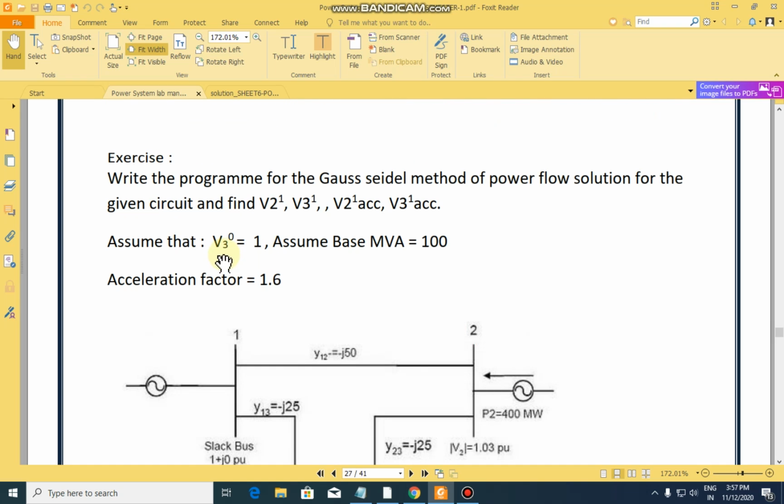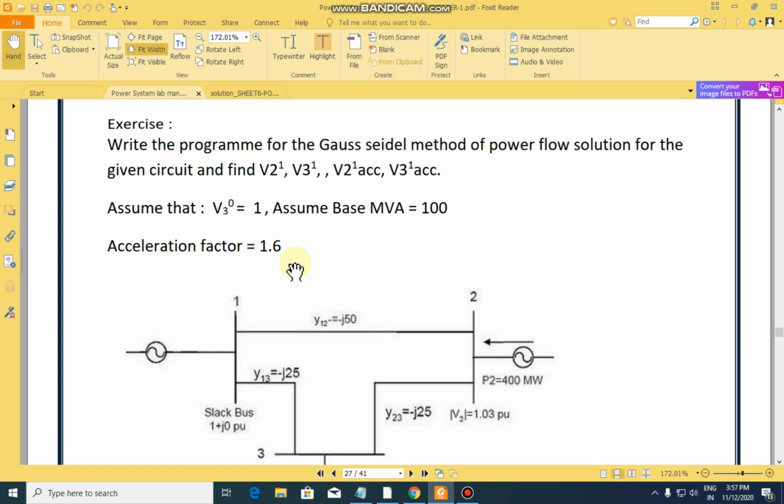We can assume some values: V3 at the 0th iteration we can take as 1, and V1 we can take as 1 plus j0 as given. This will not change. V1 for the 0th iteration, or the nth iteration, will be the same value. We assume a base MVA of 100 and an acceleration factor of 1.6.